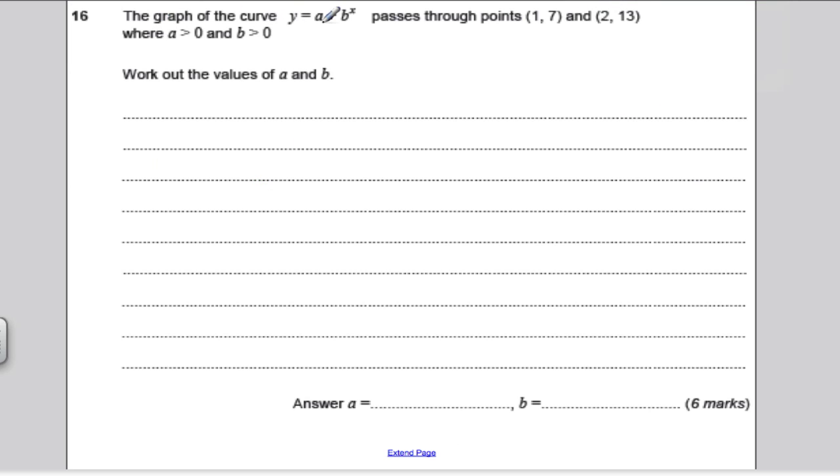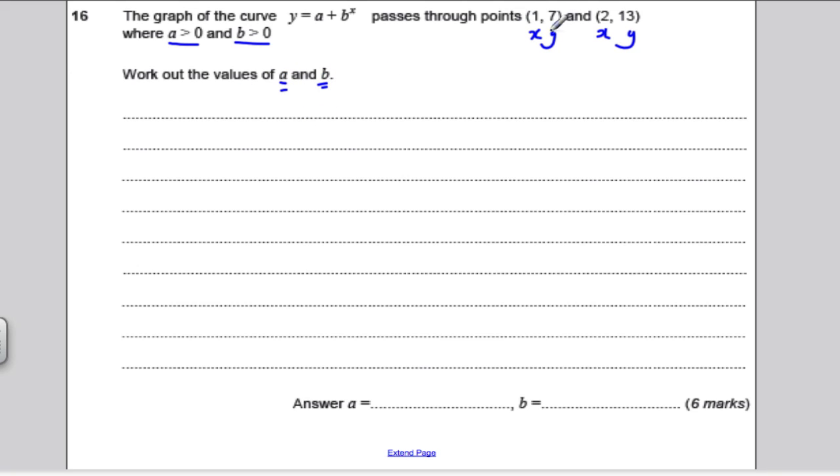Okay, the graph of the curve y equals a plus b to the x passes through the points x is 1, y is 7, and x is 2, y is 13. A is bigger than 0, b is bigger than 0. Work out a and b.